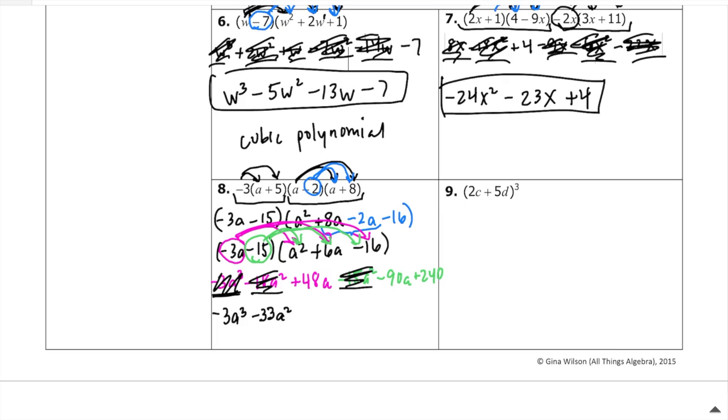48a minus 90a is negative 42a. And we just have our 240 at the end.